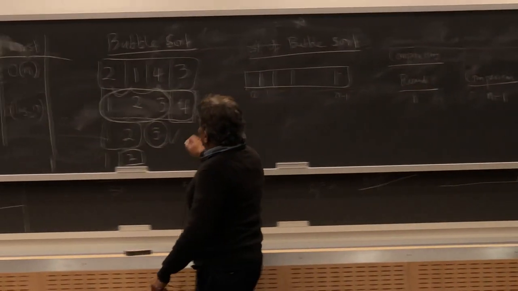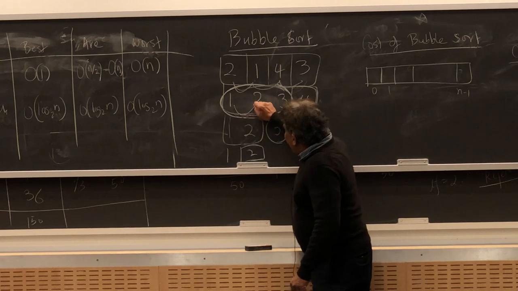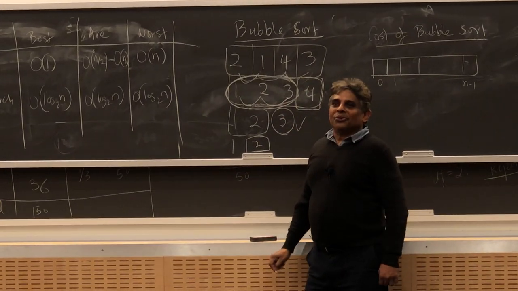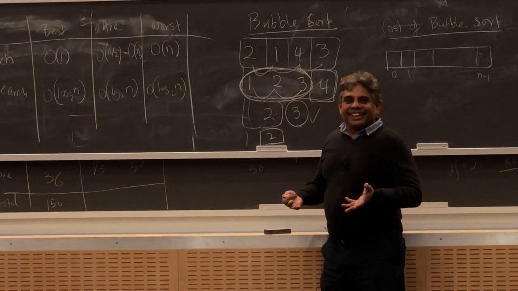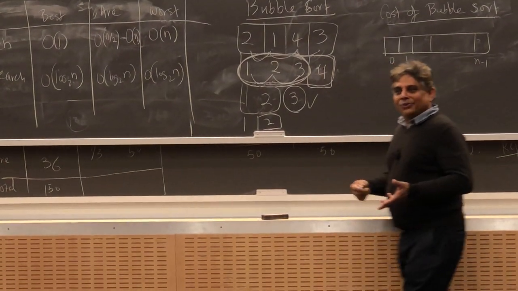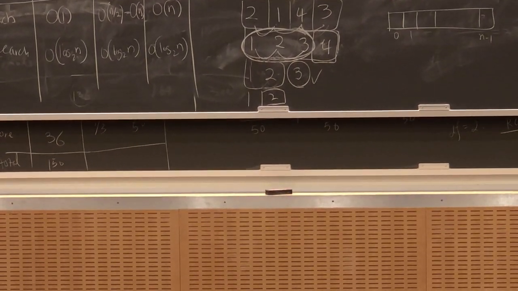Let's take a look at round two. This is round two. At most, I have to do two. But in terms of n, what is that? One less than the previous one, right? So in round two, I would do n minus 2.